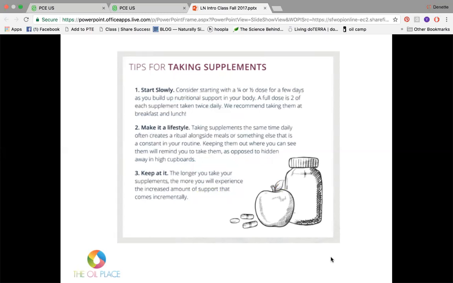Keeping them out where you can see them will help remind you to take them, as opposed to hidden up high away in the cupboards. And number 3 is keep at it. The longer you take your supplements, the more you will experience and increase the amount of support that comes with the lifestyle.